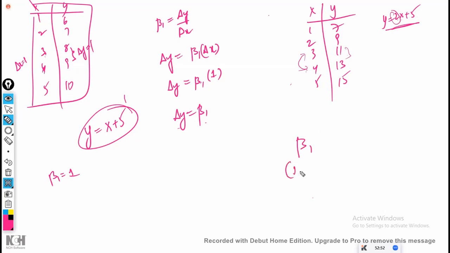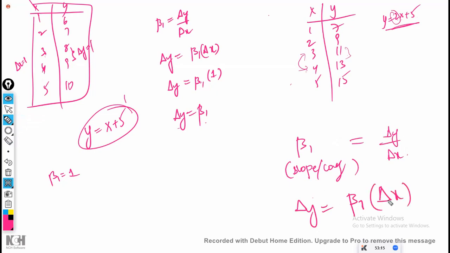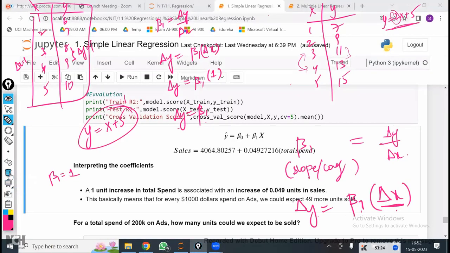So it is nothing but beta 1. Beta 1 is called the slope, or it is also called the coefficient in machine learning. Beta 1 is equal to delta y by delta x, so your delta y is equal to beta 1 into delta x. For every change of 1 unit, the change in y is equal to the slope. Right? Now here the same logic.